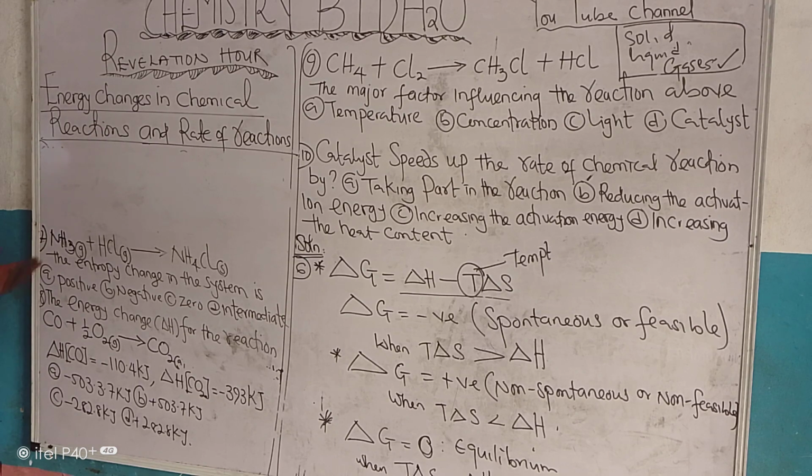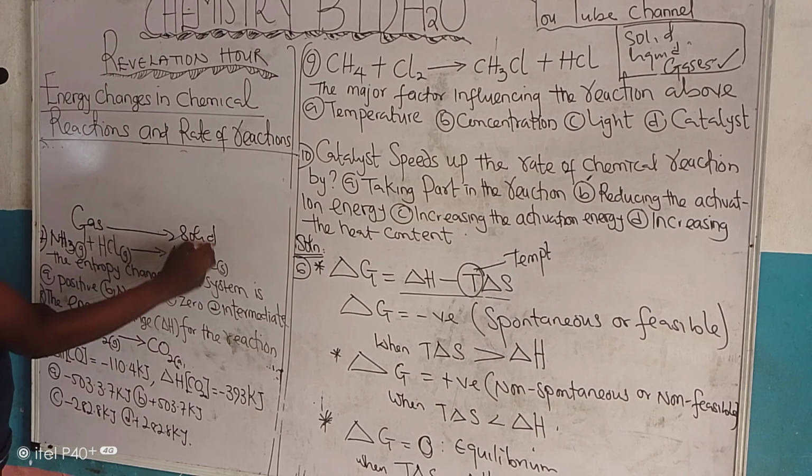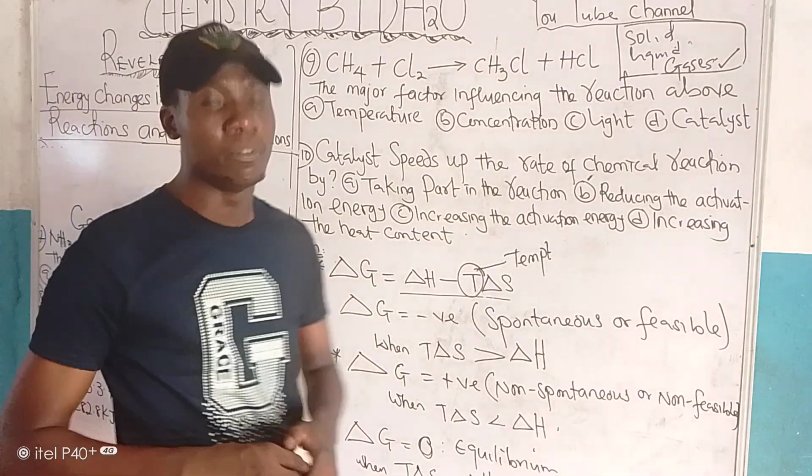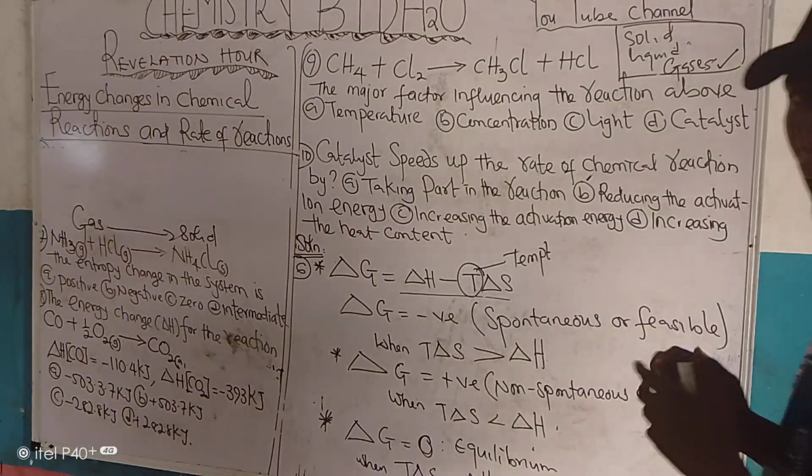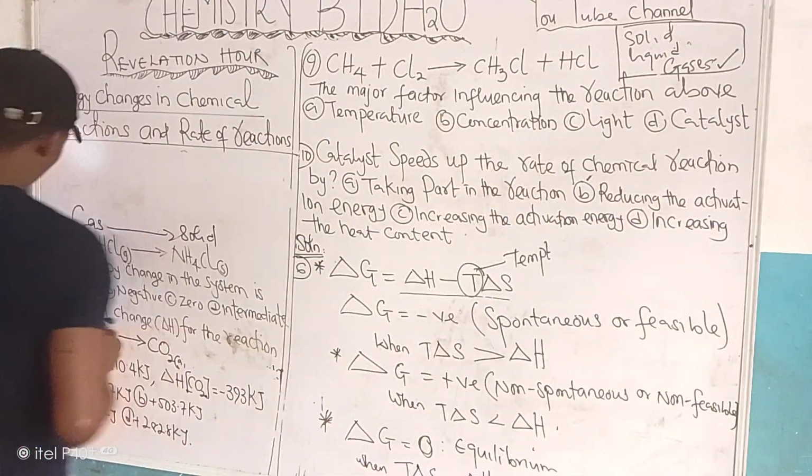Question number 7 says that ammonia, a gas, reacts with hydrogen chloride, a gas, to give us ammonium chloride, a solid. The entropy change in the system is what? I just explained this. If a substance moves from gas to solid, what has happened to the entropy of the system? The entropy has reduced. Why? Because it moves from gas to solid.